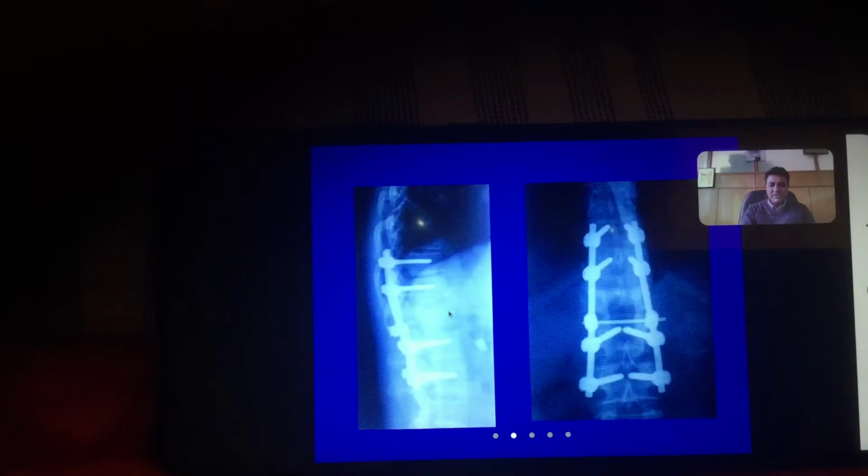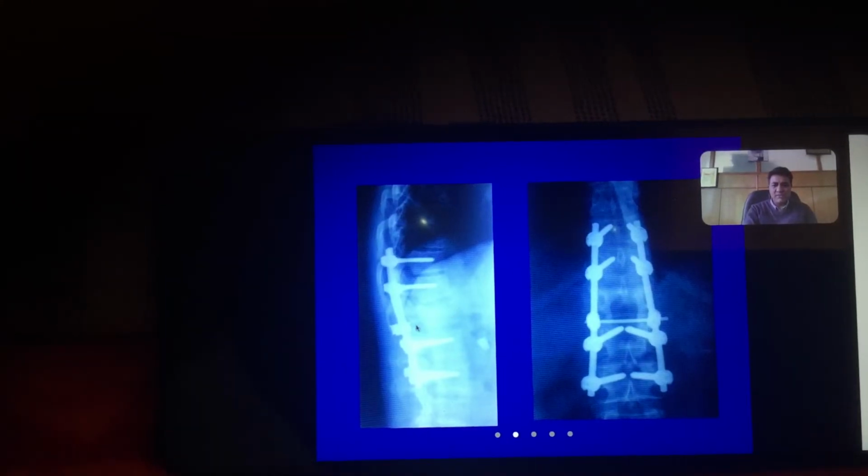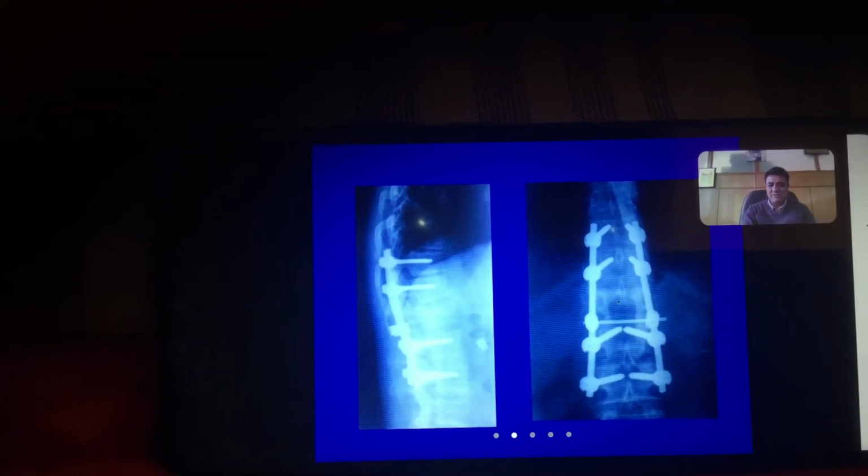If you see this fracture here, now the fractured vertebra shape is maintained, and these are the screws and rod system, and decompression was maintained there. Decompression, you can see whole lot of empty space here. That means the spinal cord is decompressed in this area.